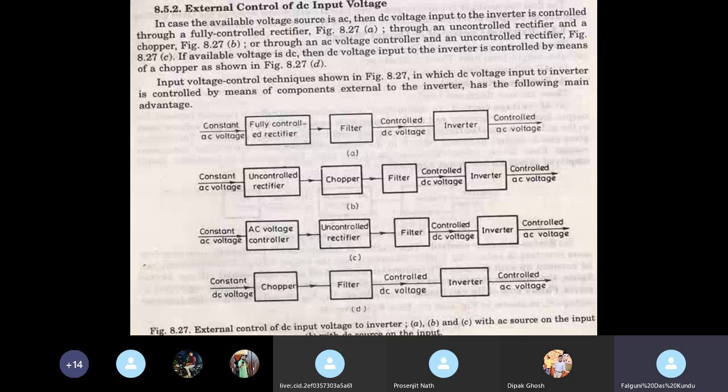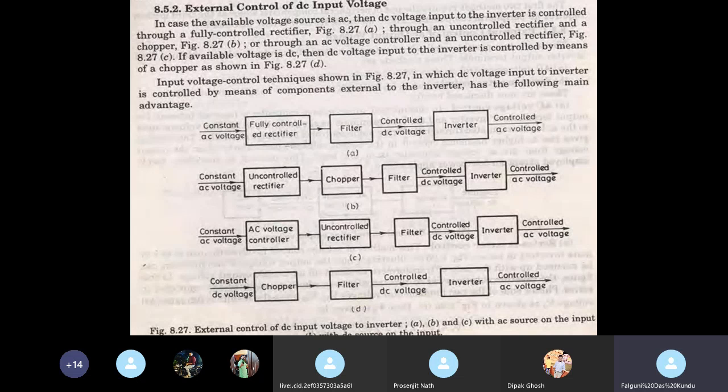Okay, so there are two main advantages of this control: the output voltage waveform and its harmonic current content are not affected appreciably, as the inverter output voltage is controlled through the adjustment of DC input voltage to the inverter.